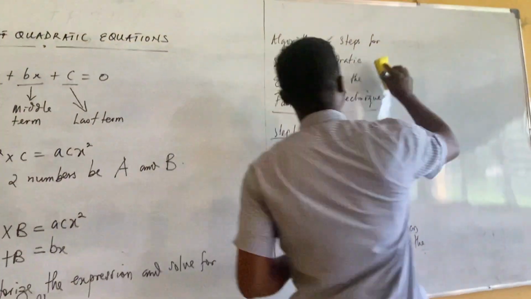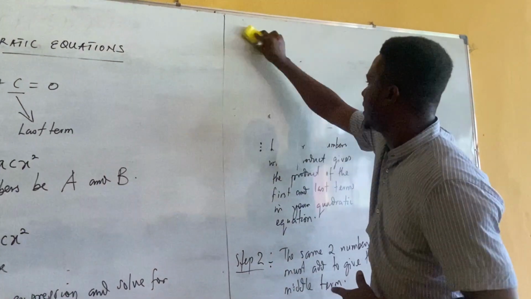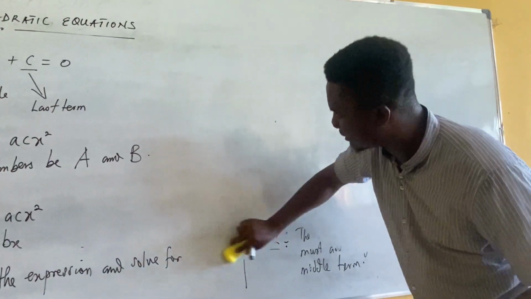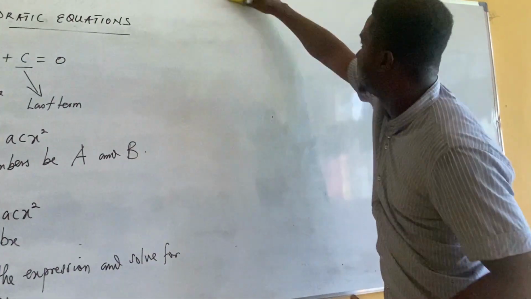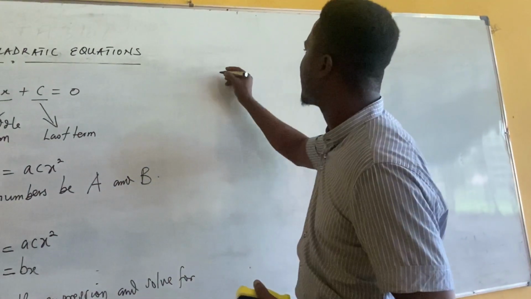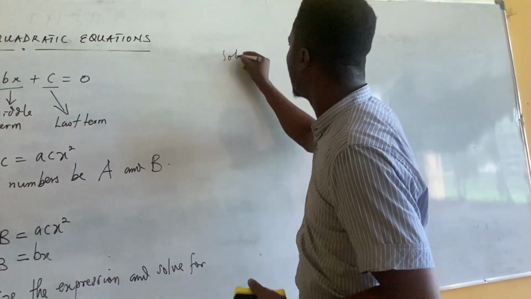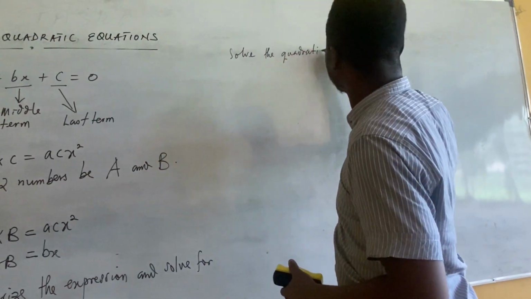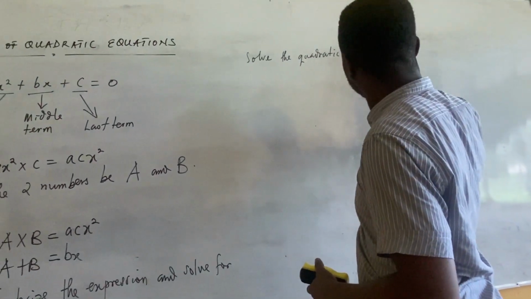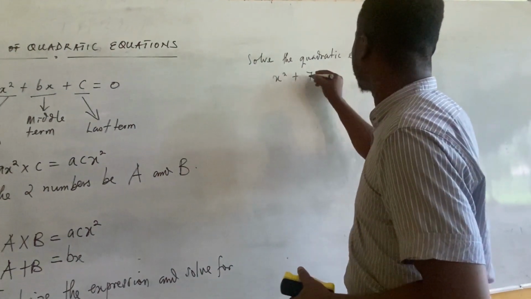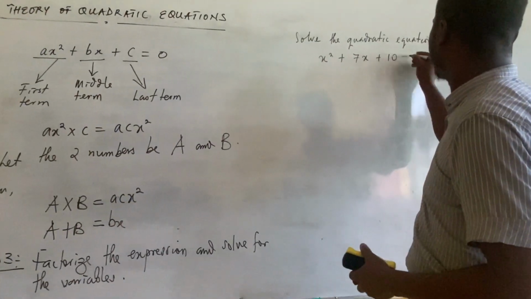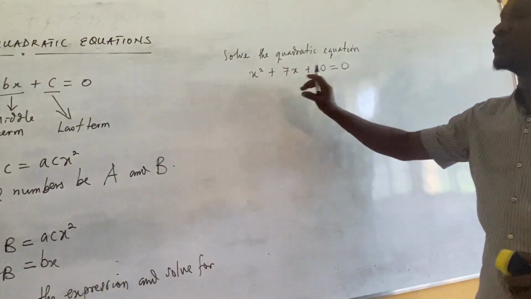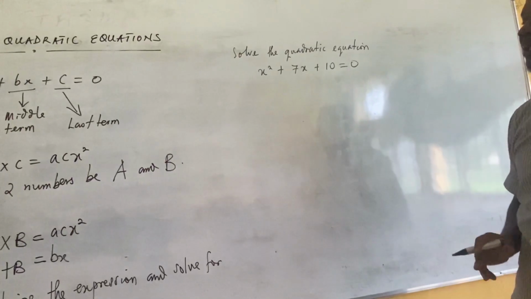So come with me. Now I'm going to wipe this off. So let's quickly look at how to use the technique. Now let's assume that we are given this to solve. We are asked to solve the quadratic equation x squared plus 7x plus 10 equals 0. Okay, so let's assume that we are to solve this quadratic equation using the technique of factorization.